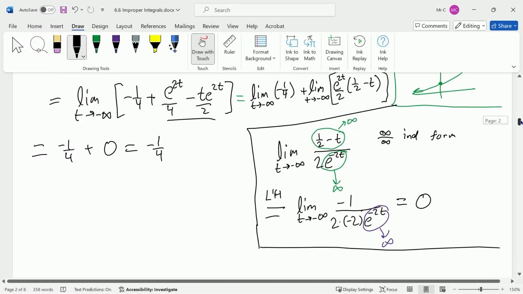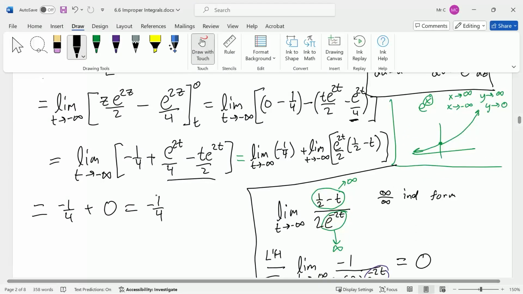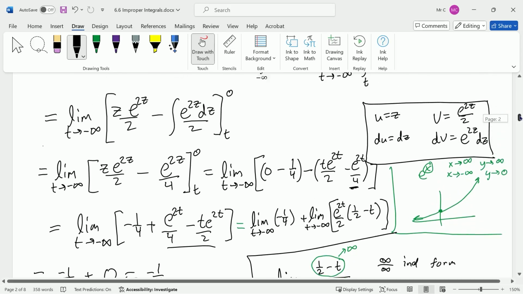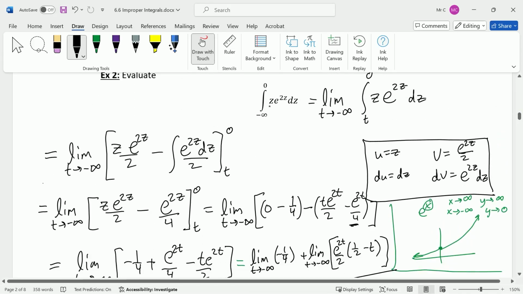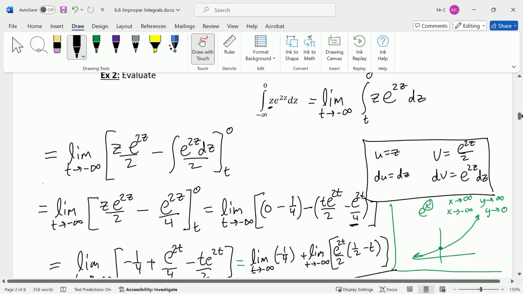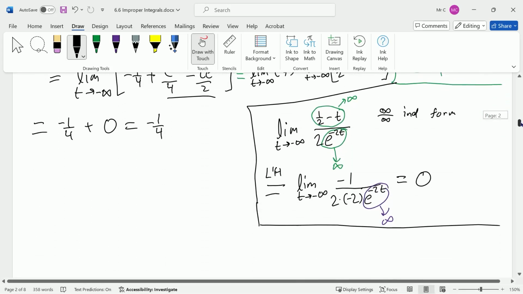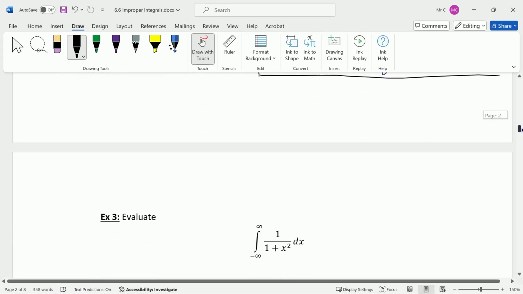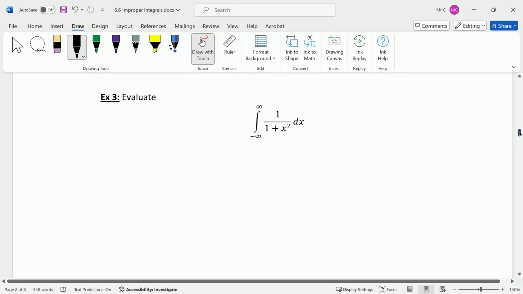Okay. And sometimes you'll get negative values for these limits. You might be a little tripped up by that, but keep in mind, from negative infinity to 0, the value of the function is negative here, so we'd expect our integral answer to be negative if the limit exists, which it does. Okay, so moving on.